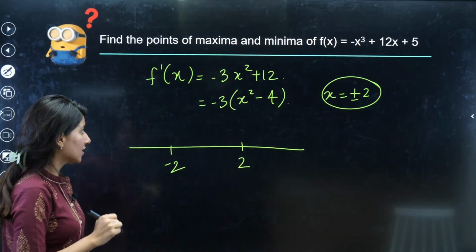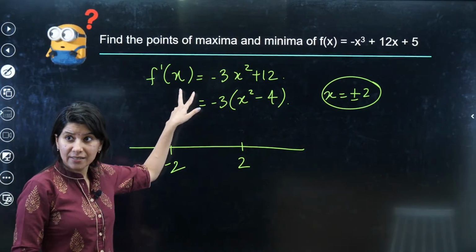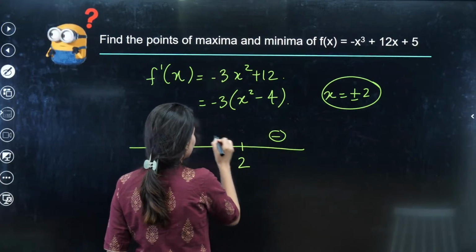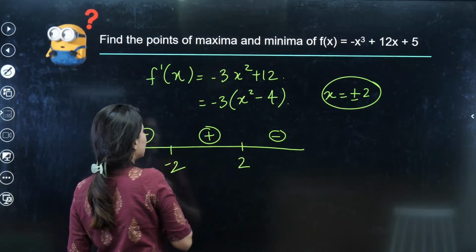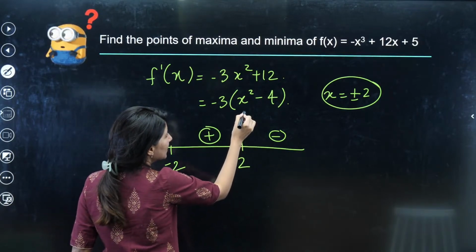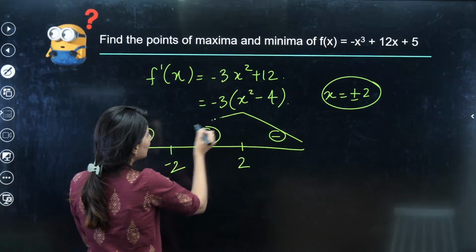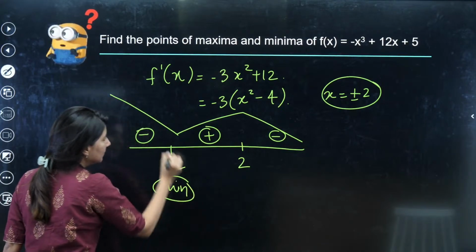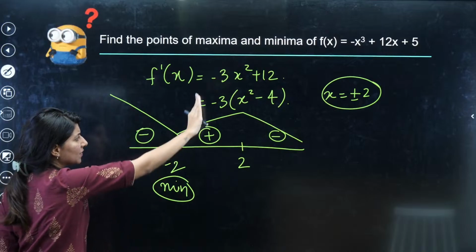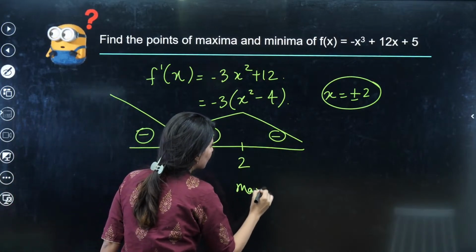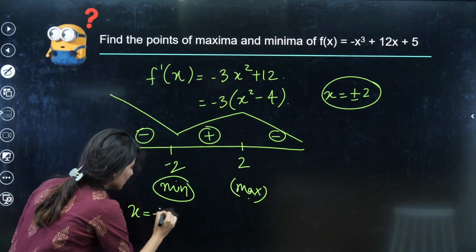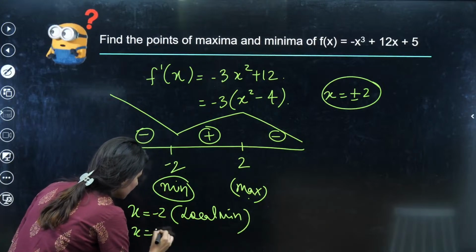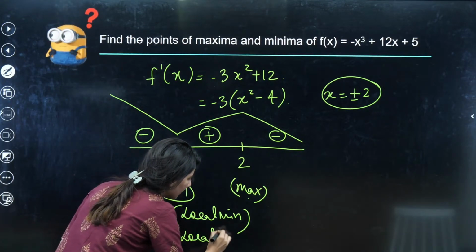Now we will do the wavy curve. For f dash x, can you see the moment you put anything after 2, it is going to give you a negative sign. Here you are getting a positive sign, here a negative sign. That means here your function is decreasing. From minus 2 to 2 your function is increasing and then it is decreasing. So can you see here you are having minima, negative to positive, that means minima, and here you are getting maxima. Right? So x equals minus 2 is the point of local minima and x equals 2 is the point of local maxima.